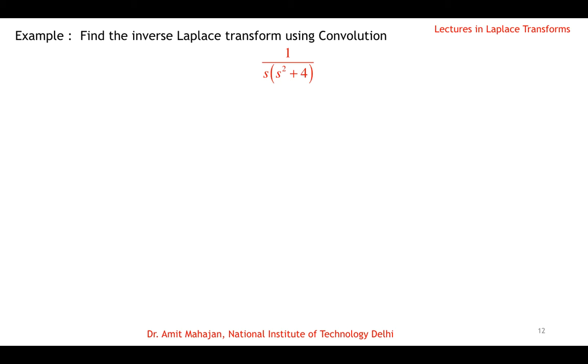Say I take an example here. Find the inverse Laplace transform using convolution for the function 1 over s times (s squared plus 4). This function we can solve using properties also, because it's a division by s, and for the rest of the function we know the Laplace inverse: the Laplace inverse of 2 over s squared plus 4 is sine 2t, and then division by s is the integration of sine 2t. But let us see how we can use convolution here.